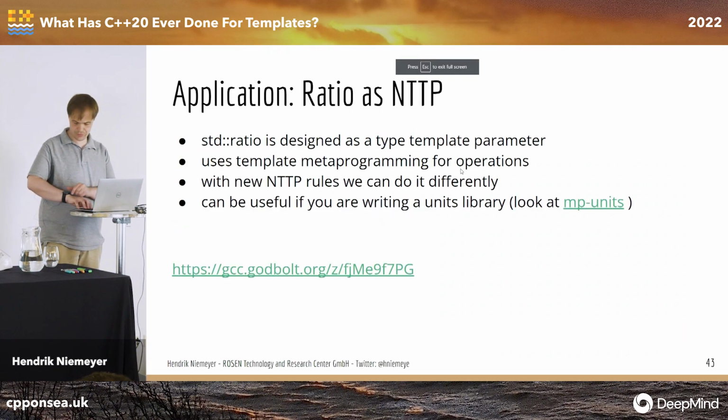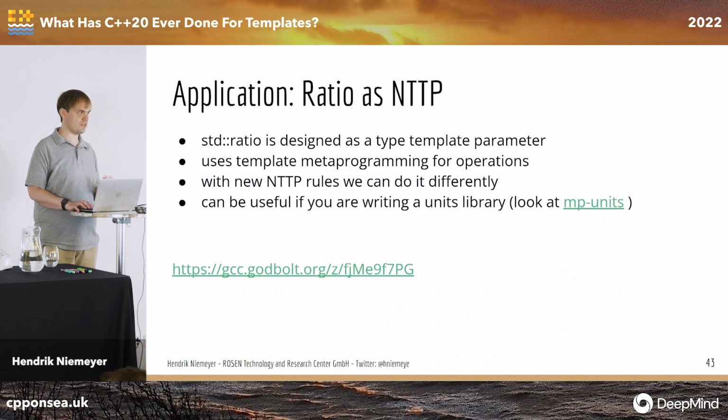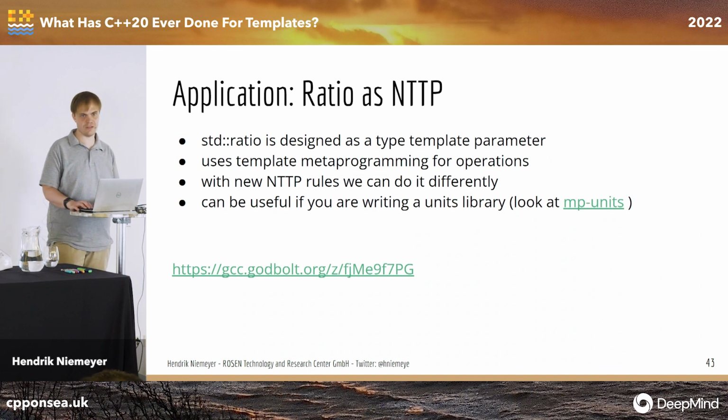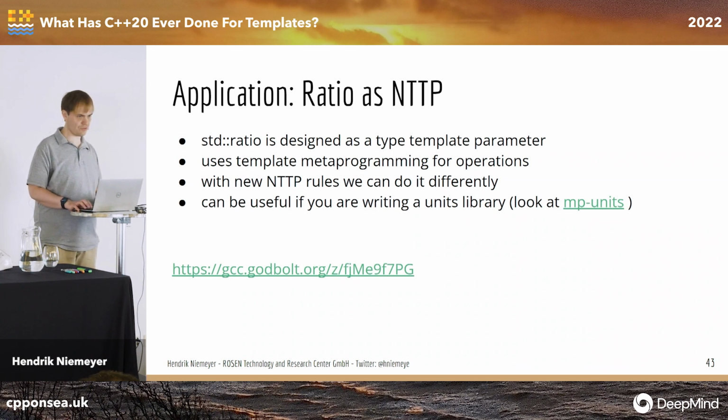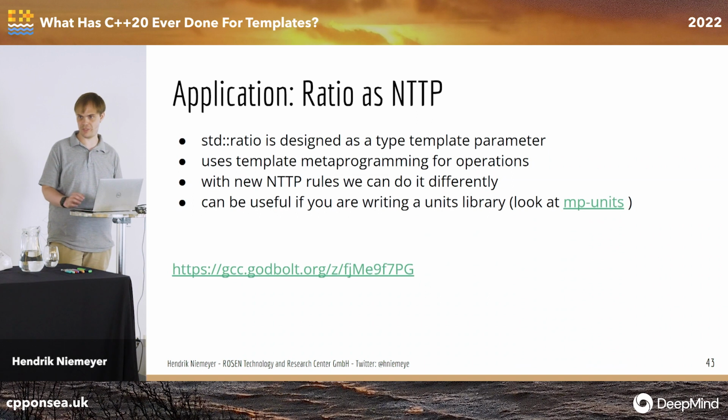Another thing which you can do is you can construct a ratio as a non-type template parameter. As you know, there's std::ratio in the standard library, which is designed as a type template parameter and uses template metaprogramming to do calculations. But with constexpr functions and the new non-type template parameter features, you can construct that as a non-type template parameter, which is also useful, for example, if you're writing a units library. And if you want to see that applied, you can have a look at the mp-units library from Mateusz Pusz. And he uses all this stuff extensively in there.